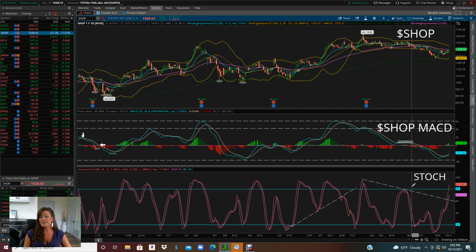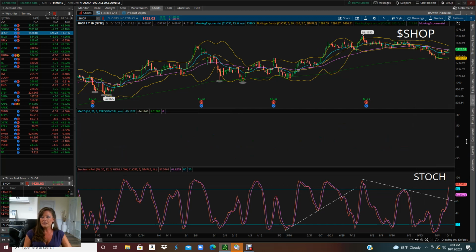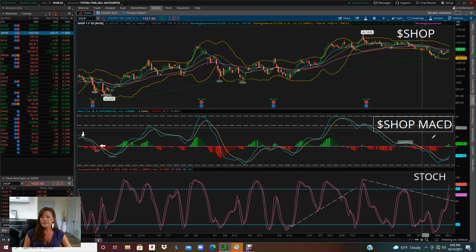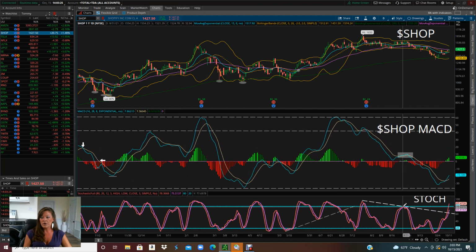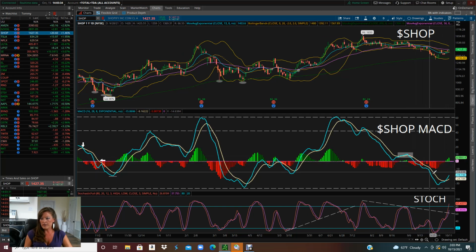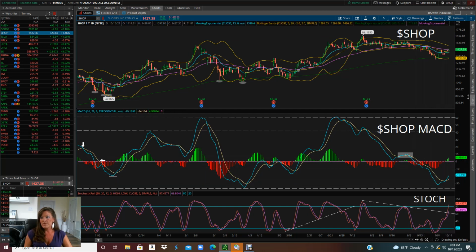So I already know that this is, dang it. Don't tell me I screwed this up. So the stochastics is already telling me that this is not bullish momentum either. And it's not. Look what happened. It loses it. It breaks the center line. So yeah, that's Shopify.